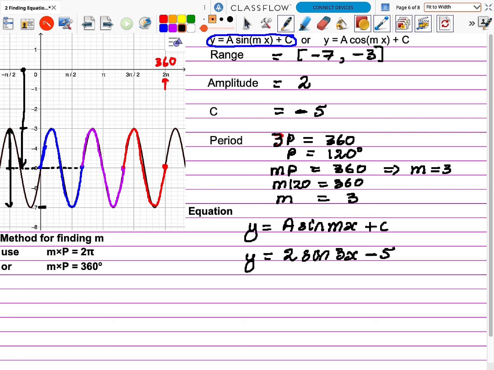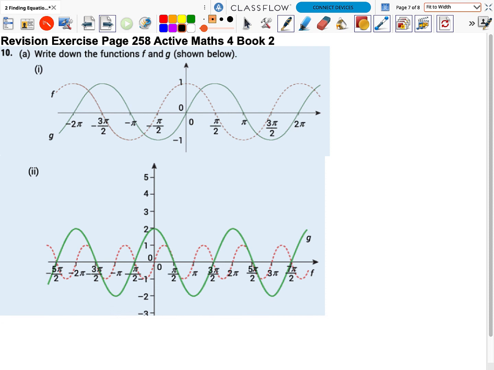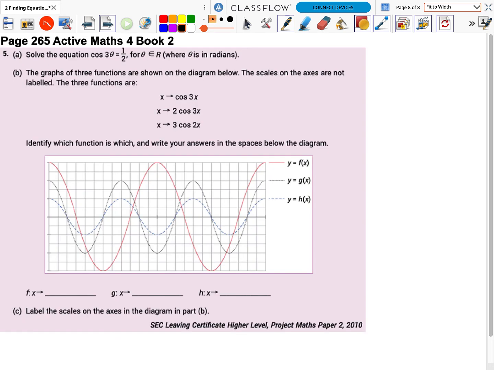So that's the end of that problem. I hope you got it right. There's a couple of tasks you can try from the textbook. Here's the first one, and here is the second one, which I will go over in class.